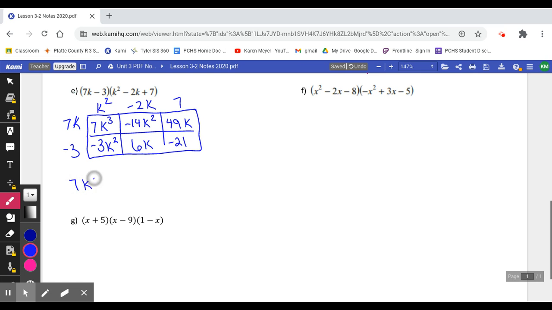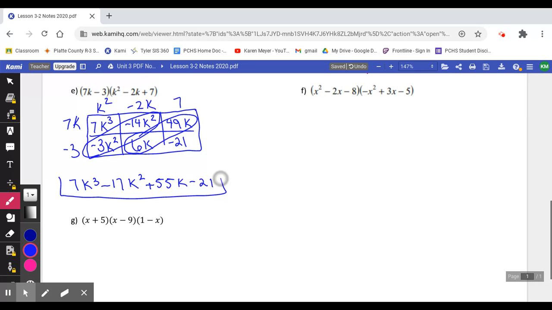So 7k to the third. Then I have some like terms here. So negative 3k squared minus 14k squared gives me negative 17k squared. I also have some more like terms here. 6k plus 49k is 55k. And then minus 21. And you're done.